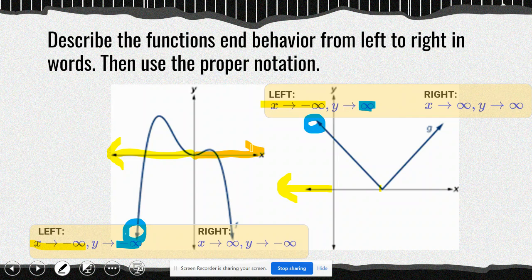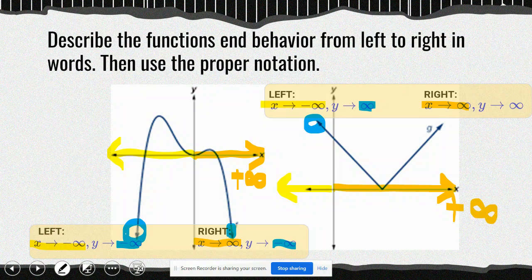On the right, x is going to positive infinity. Think of the x-axis, we're going towards positive infinity, right? Same thing over here. That's why the right notation has x arrow infinity. We still want to know how high or how low. And this guy, he's going down, so we're going down to negative infinity. This guy, he's going up, towards positive infinity.